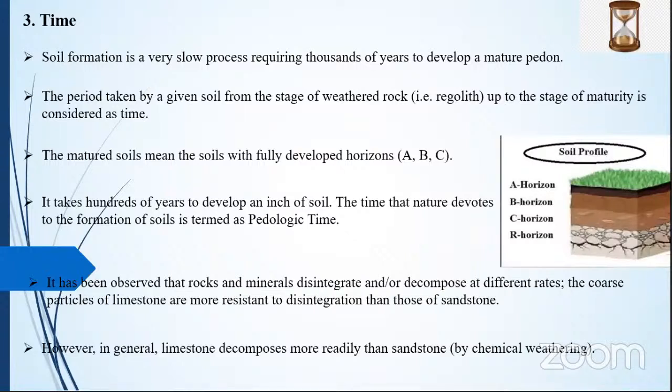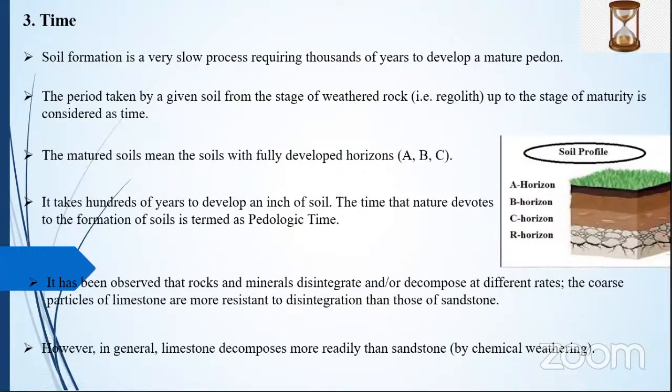In simple words, we can say soil formation is very slow. It needs some thousands of years to develop a mature pedon. Pedon has different characteristics. We'll see that pedon is this word. We will discuss that it has a lot of meaning in soil science. We will see that in further lectures.